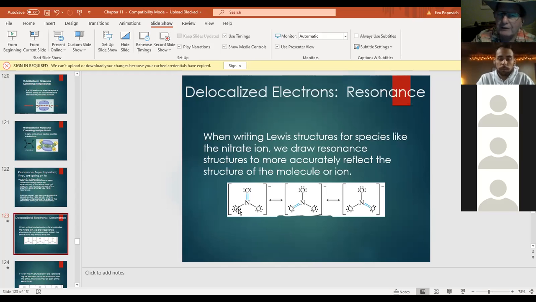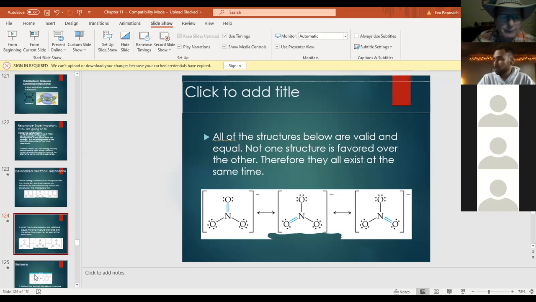So the double bond can exist here, as in this structure. It can exist to the right, as in this structure. So you have the electrons being spread out over the entire molecule. That's said to be delocalized. And when it gets delocalized, that means it's a stronger molecule overall.